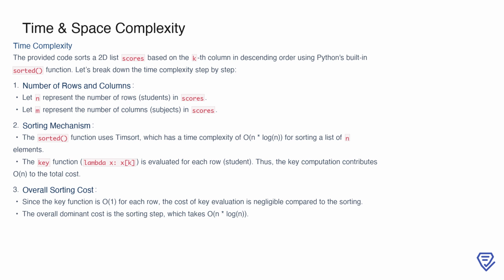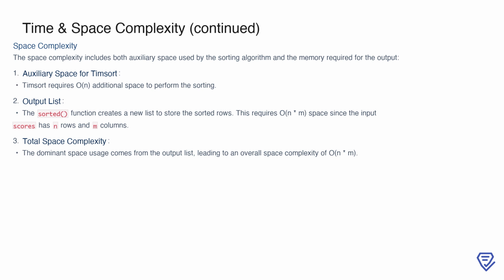Additionally, the key function, which is a lambda function extracting the kth column value, is invoked once for each row. However, since the key function operates in constant time, its contribution of O(n) is negligible compared to the O(n log n) cost of sorting. Therefore, the overall time complexity of the sorting step is dominated by the timsort algorithm, which is O(n log n). Now let's analyze the space complexity of the code.